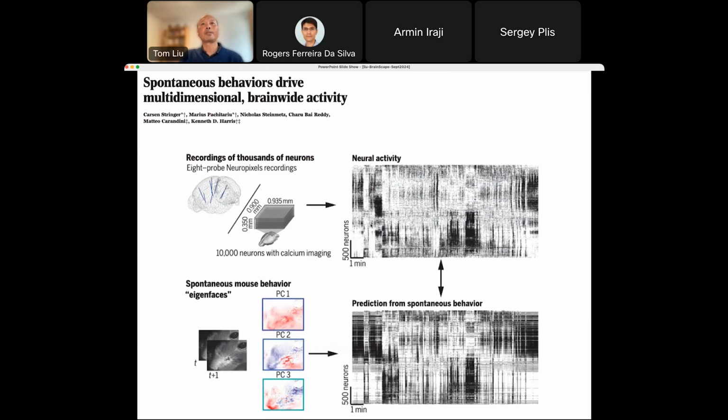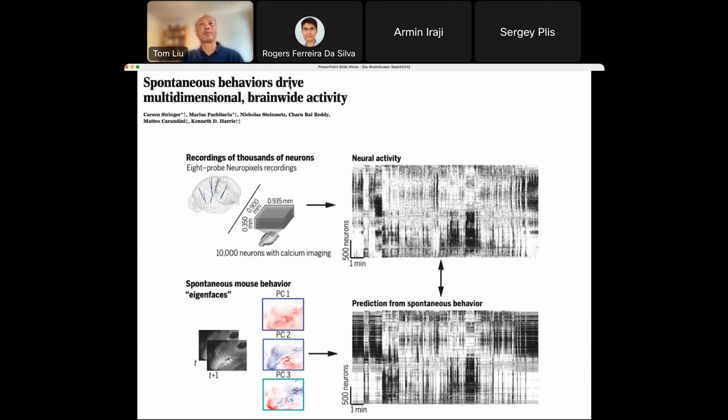Now, this may not be too surprising if you think about what the brain is designed to do. From an evolutionary point of view, you need the brain in order to make decisions and move your body and to survive. So it does make sense that there must be some sort of global coordination of activity. And in fact, most of the time you would expect the whole brain to be moving.